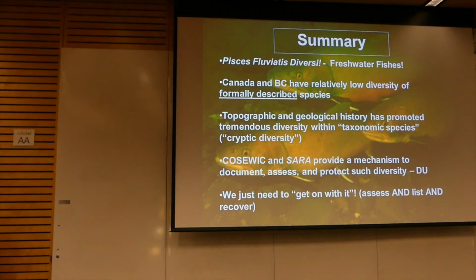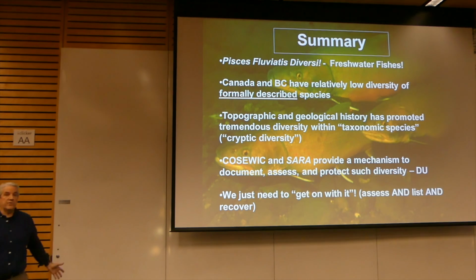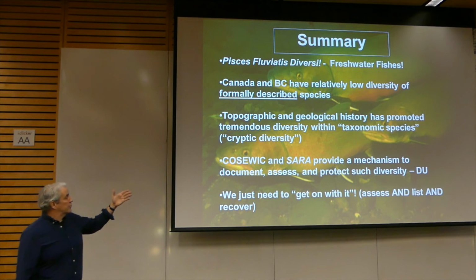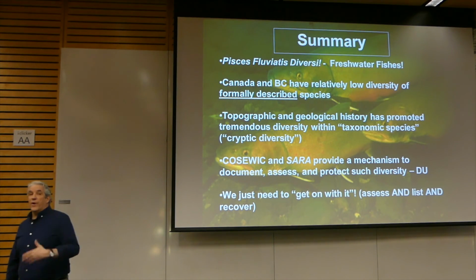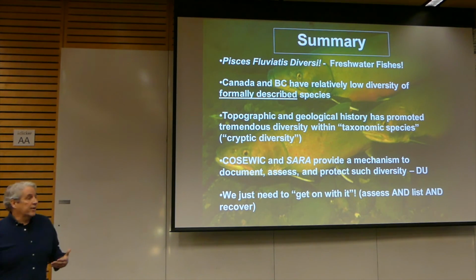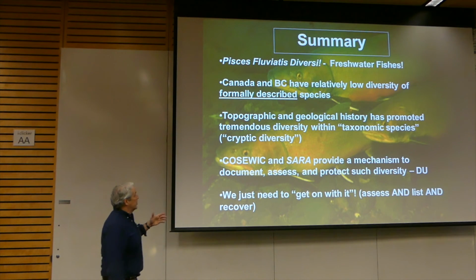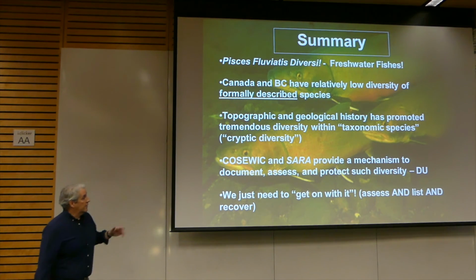So, to conclude, freshwater fishes are amazing. There's lots of unappreciated diversity in freshwater, in society in general. Canada has a relatively low diversity of formally described species, but we have this tremendous cryptic diversity that is a function of our geography, which I think is really cool. Geography and diversity tied together explicitly. COSEWIC inspired provides a mechanism to document, assess, and protect such diversity.